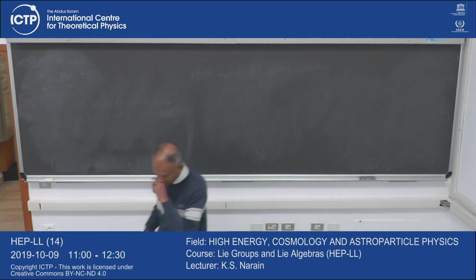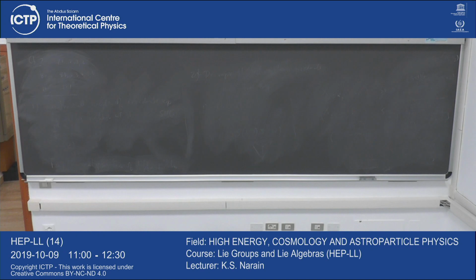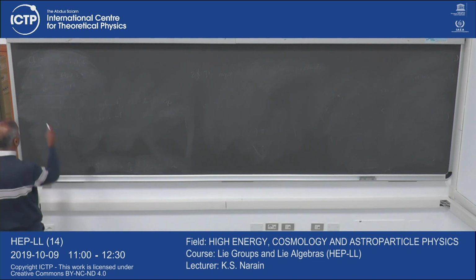Okay, so now we go to the more formal. We already discussed the ideals, and then we also discussed chapter 10, so now chapter 11. Yeah, that's a very important concept: the Cartan-Killing form.